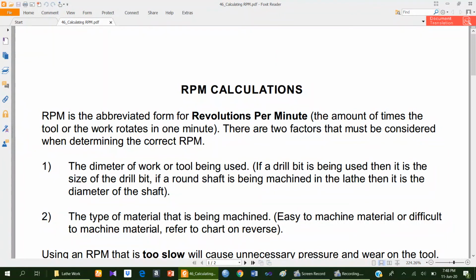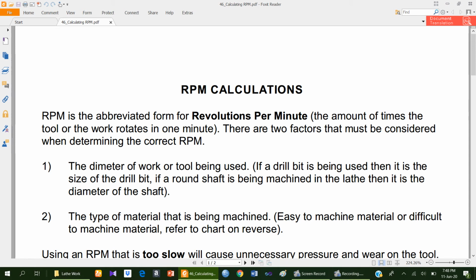RPM calculations. RPM is the abbreviated form of revolutions per minute, which is the number of times the tool or the workpiece rotates in 1 minute. As we know, in a lathe machine, the tool is stationary while the workpiece is rotating. So the RPM of a lathe machine will be the number of times the workpiece rotates in 1 minute.